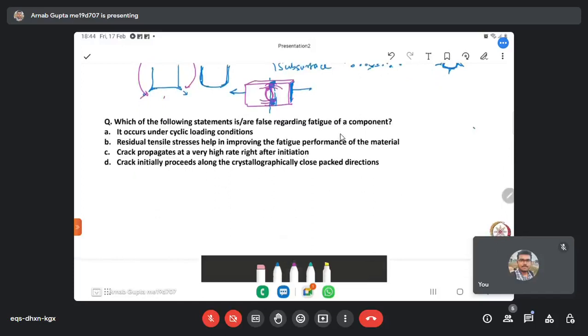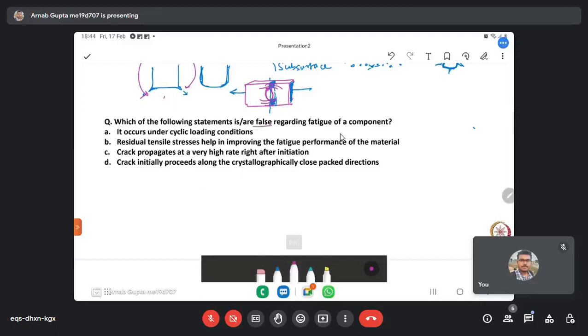Okay, so which of the following statements is or are false regarding the fatigue of a component? It occurs under cyclic loading conditions. Residual tensile stresses help in improving the fatigue performance of the material. Crack propagates at a very high rate right after the initiation. Crack initially proceeds along the crystallography, closed pack directions. So you have to identify the false statements.